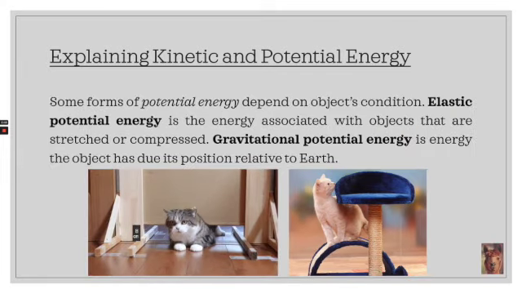Some forms of potential energy depend on an object's condition. Elastic potential energy, represented by our gray cat down there, is the energy associated with objects that are stretched or compressed. Gravitational potential energy is the energy that an object has due to its position relative to Earth. So the gray cat who's trying to squeeze under the door has some elastic potential energy there, right? Because he has to squeeze his body to be able to fit underneath that hole. The other cat with the cat tree has gravitational potential energy because he's up above the ground, and if he were to hop up into the next part, he would have even more gravitational potential energy because he would have even more height.